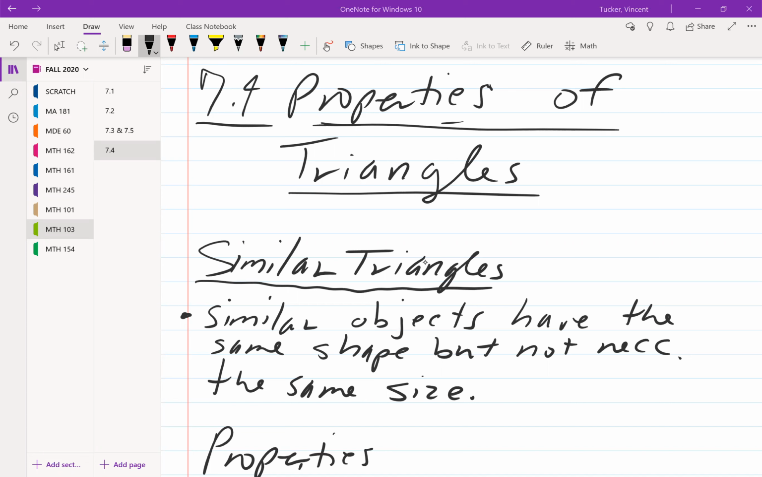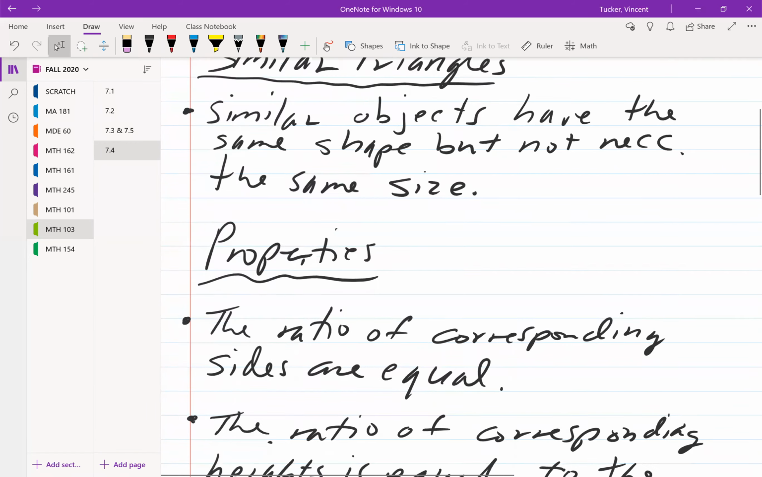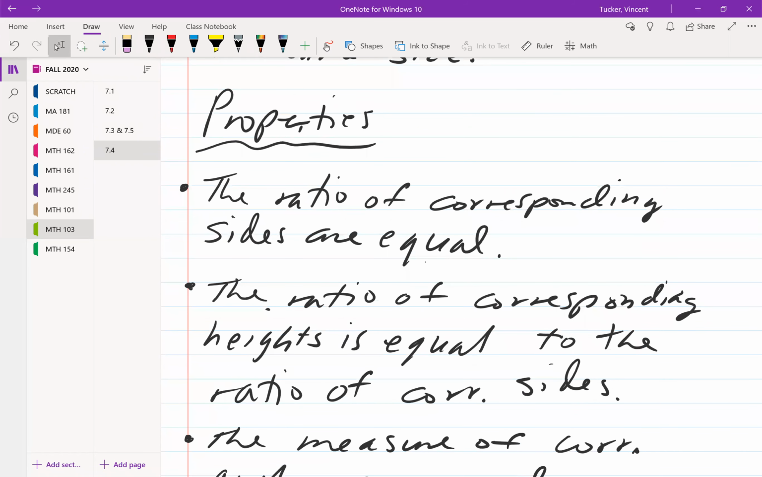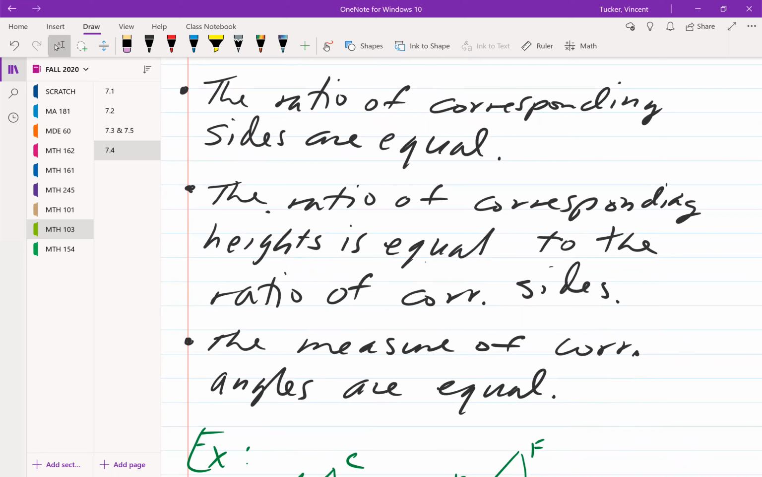Hope all is well. So this lecture will be on 7.4, properties of triangles. So we have our similar triangles, that's where we'll start. Similar triangles, similar objects by themselves, have the same shape, but not necessarily the same size. When we look at properties of similar triangles, the ratio of corresponding sides are going to be equal. The ratio of corresponding heights is equal to the ratio of corresponding sides. And the measure of corresponding angles are equal.